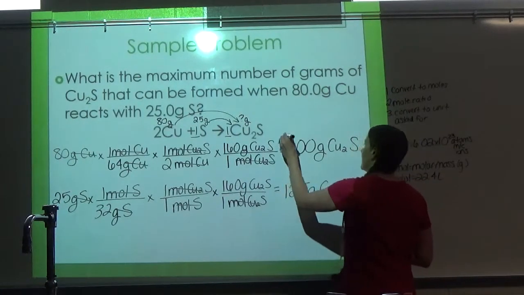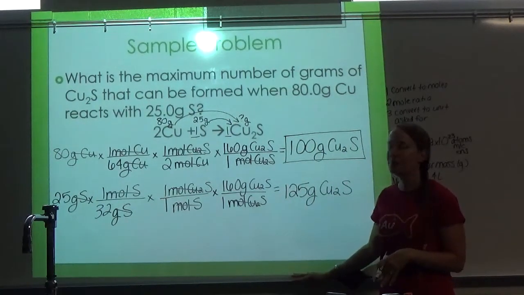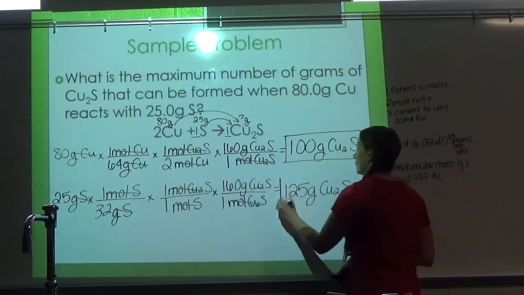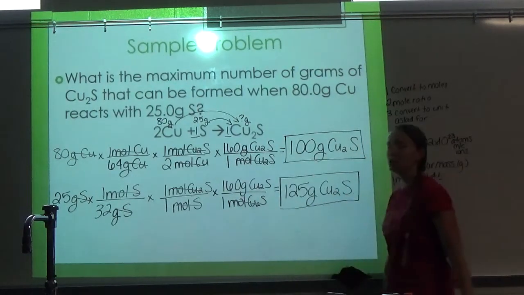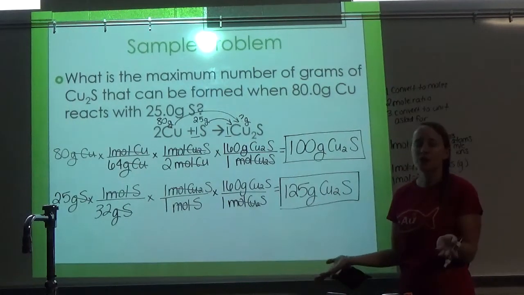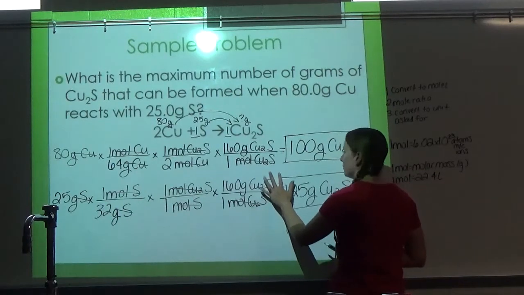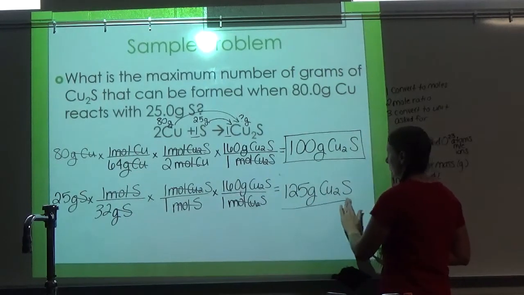So once you're done, only box in the correct answer. That's the problem, is I get a bunch of papers and your paper looks like this, and you just expect me to know that you knew it was the lowest one. Well, I assume you had no idea what you were doing because you boxed both of them in. Okay, so don't box in both answers. Only box in the one you want me to see.